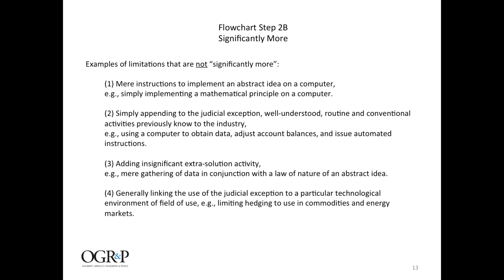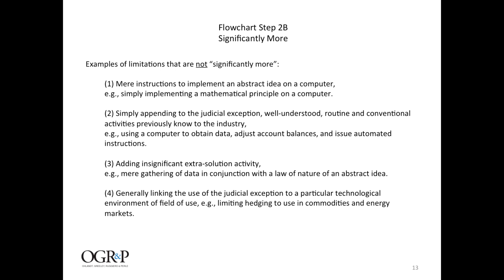Next page, 13. Step 2B, what is significantly more? So here are examples of limitations, and by the way, the word limitation means a feature of a claim, a limitation in a patent claim. Examples of limitations that are not significantly more. 1, mere instructions to implement an abstract idea on a computer. Well, that was the Benson case. Example, simply implementing a mathematical principle on a computer is not significantly more than an abstract idea.